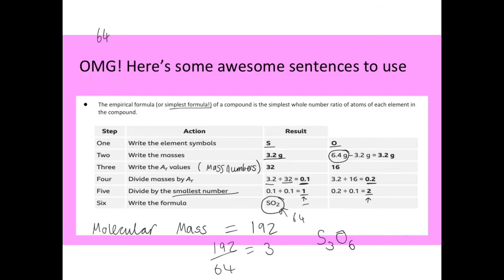If any of these numbers come out as a half or not a whole number, you've got to double everything. So say that one came out as 3.5, you double it, so it would be 7. Okay, you cannot leave it as 3.5.